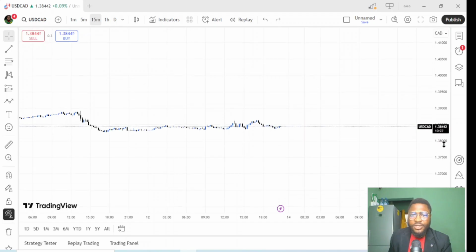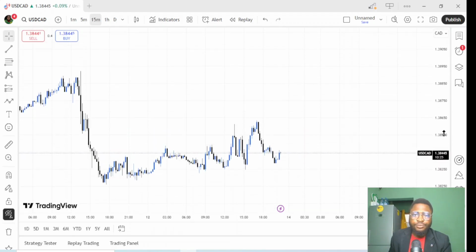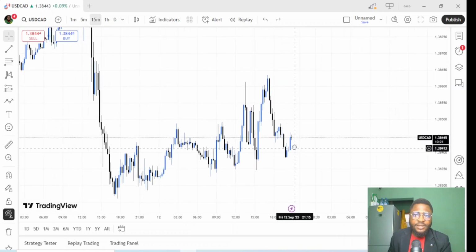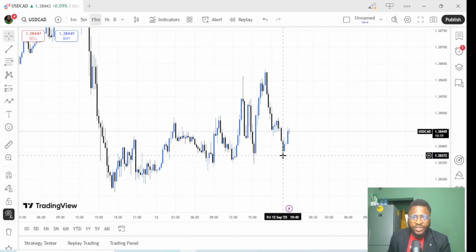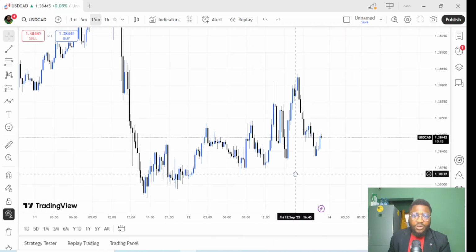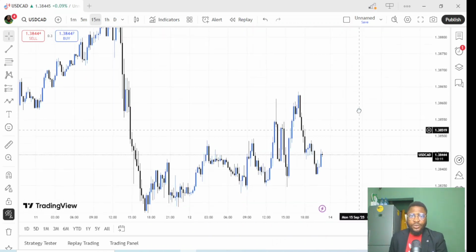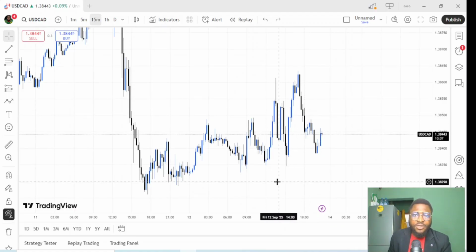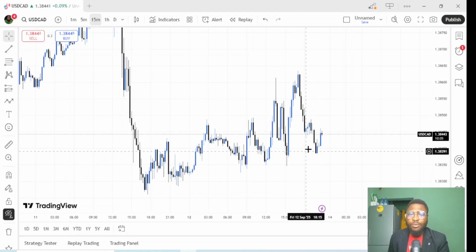We have the 15 minutes time frame now. This is a live chart. Let me just behave as if I'm taking a trade. I'm taking a trade now. This is the 15 minutes time frame, and I want to explain what an order block is.